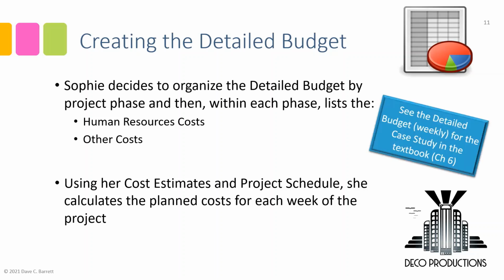Now, again, see chapter 6 in the textbook for the completed detailed budget, and you'll see that on pages 94 and 95 of chapter 6, and you can see the level of detail that goes into this detailed budget. This is the expected costs that are expected to occur during the project. So there's a lot of work involved.